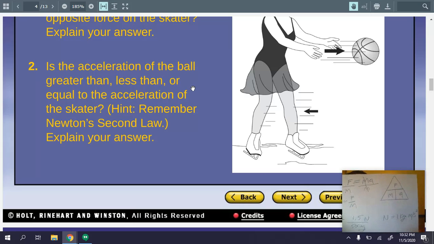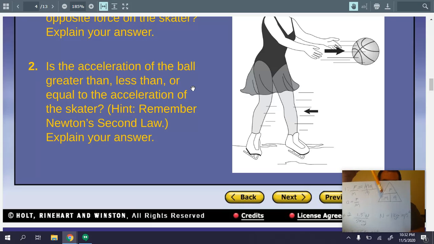F equals ma. So there's our equation. F equals ma, force equals mass times acceleration. Well, if we're trying to figure out acceleration, we know that's the force divided by the mass. Well, if the forces are the same, right? The forces are the same.